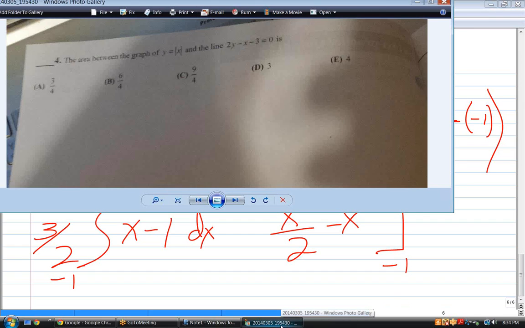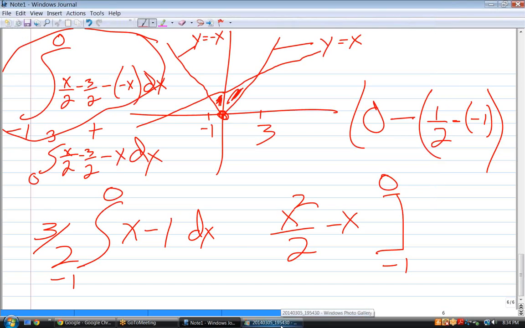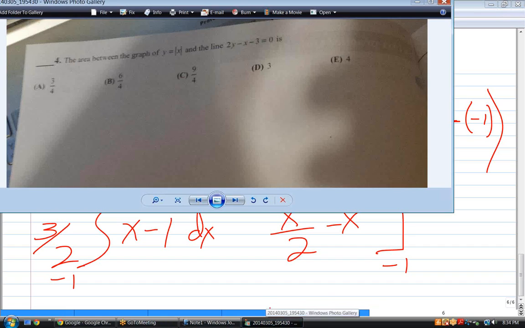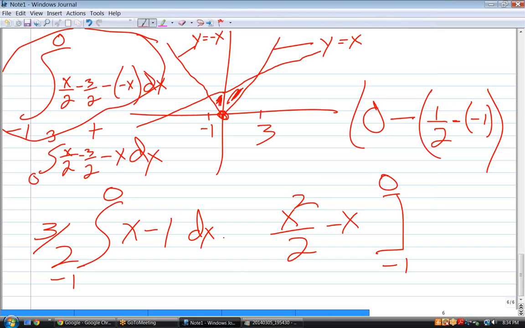Hold on a second. Okay, y is equal to x plus 3. It was plus 3, not minus 3. See this equation right there? When I solve that for y, I get x plus 3 divided by 2. So this should be a plus. That should be a plus. That's going to make that a plus.